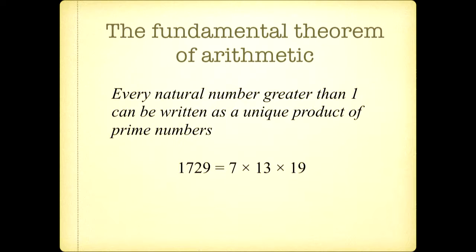brownie points if you know why I've chosen that number. And that's 7, well done, 7 times 13 times 19. And there's no other primes that we can multiply together to get 1729. We can try 23 or 11 or whatever. It's not going to happen. Fundamental theorem says no. Okay, 36 is 2 times 2 times 3 times 3. No other prime numbers are going to give you 36.